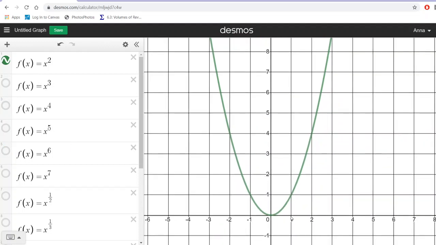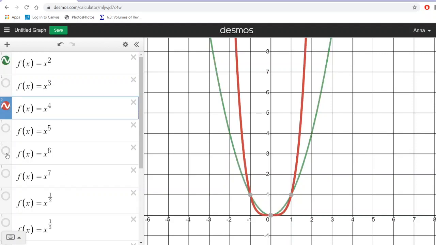So for example, if you plug in positive 1 and square it, you get positive 1. If you plug in negative 1 and square it, well, you also get positive 1. And similarly, if you plug in positive 2 and square it, you get 4. If you plug in negative 2 and square it, you also get 4. And the same thing happens with raising something to the 4th power or the 6th power.